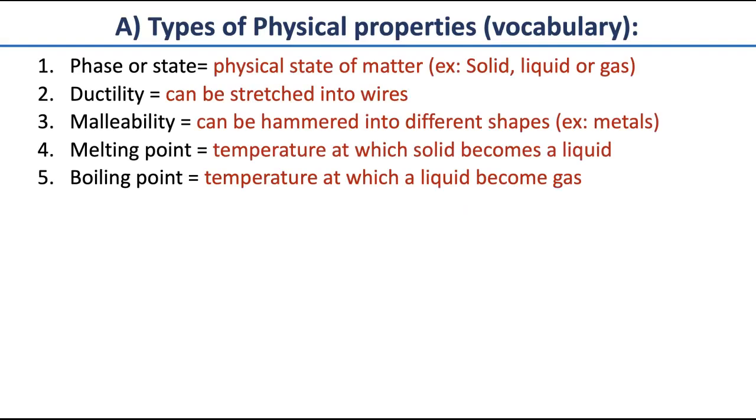So let's look at types of physical properties. And here's some vocabulary words. Phase or physical state is the state: solid, liquid or gas. Ductility means can you stretch something into thin wires. Malleability means can you hammer something into different shapes like metals. You may have seen metalsmiths making horseshoes or swords or knives on TV in movies. Melting point is the temperature at which you become a liquid, and the boiling point is the temperature at which a liquid becomes a gas.